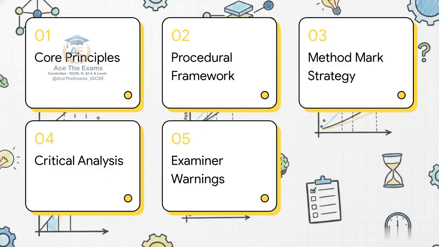So, to get you that A-star grade, here is the roadmap for today's training session. First, we'll establish the core principles and foundations. Second, we'll map out the procedural framework. Third, we'll unlock the method mark strategy. Fourth, we'll dive deep into critical analysis and evaluation. And finally, we'll review the top examiner warnings. We're going to move fast, so stay focused.